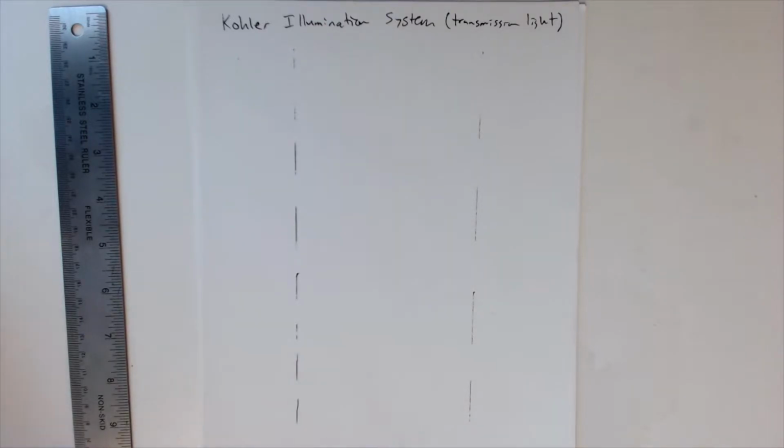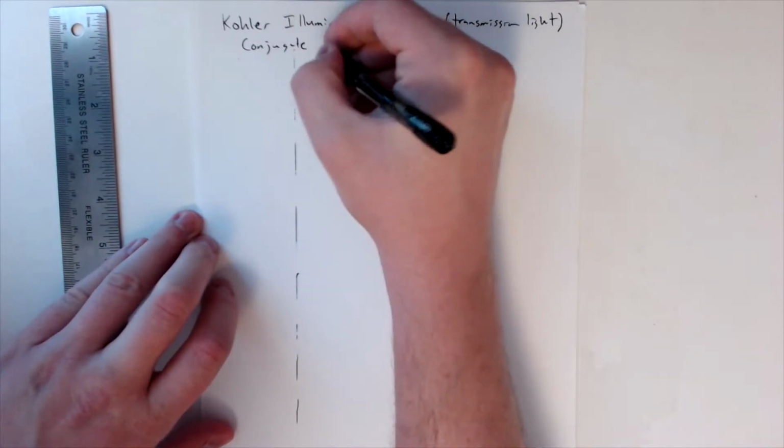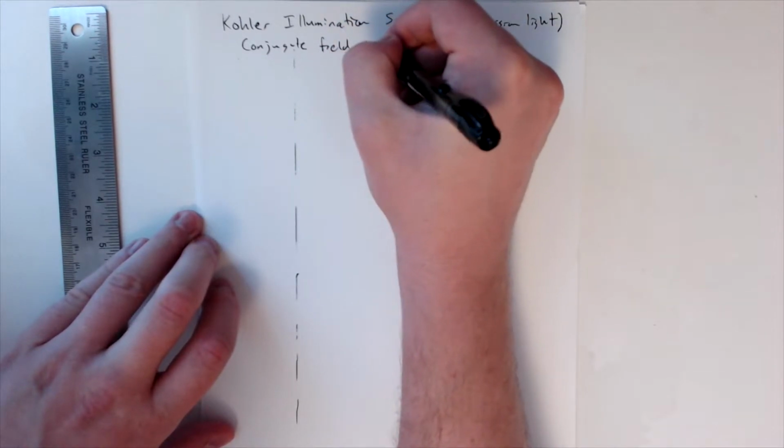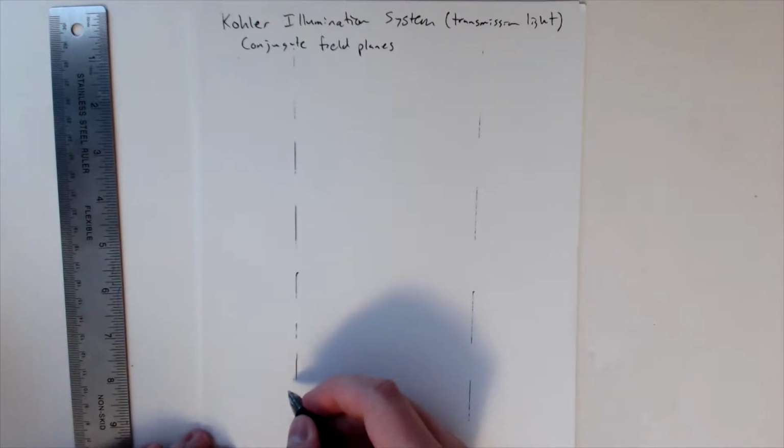So this one system can be set up in two different ways. And so we're going to start by looking at the conjugate field planes. So this is a particular arrangement that we use for image formation. And so what I'm going to do is draw from the bottom up, from the lamp, which we just talked about, all the way up to the eyepiece and your retina, to show you how this configuration works. So let's start with it.